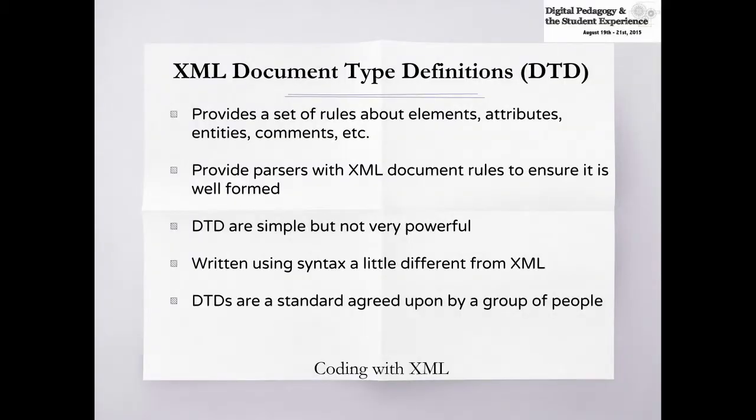We briefly talked about DTDs. Basically, DTDs are documents that you run through your parser along with your XML file. They contain a set of rules about the XML elements, attributes, entities, comments, etc. The parser compares the XML document against the DTD to ensure the file is well formed. Document type definitions are simple and not very powerful. They are written using syntax that is a little different from XML. Usually, DTDs are a standard agreed upon by a group of people so as to interchange data, and it helps other people read and understand your code if they have an understanding of the DTD.